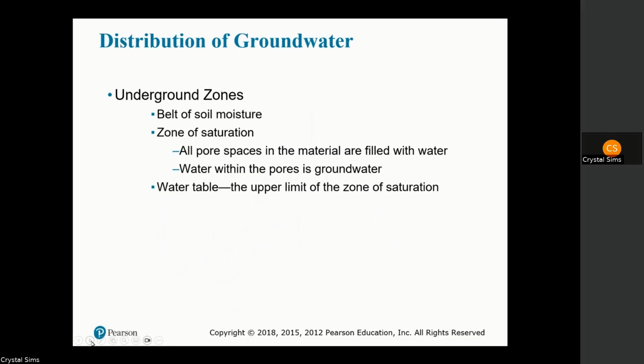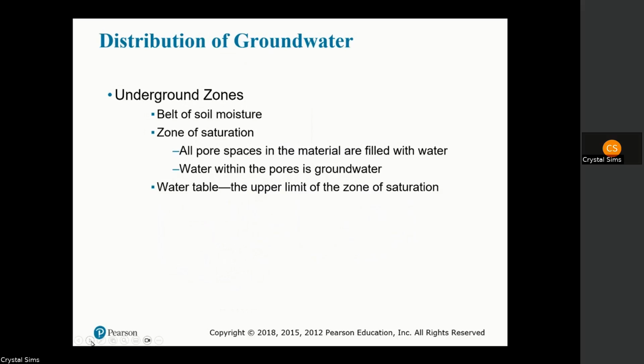So when we look at the distribution of groundwater, some of the water that soaks in is held right there in the soil, and that is called the belt of soil moisture. It's very close to the surface. This is where we find tree roots, burrows of animals and worms, and all of these things can influence the amount of water that is infiltrated.